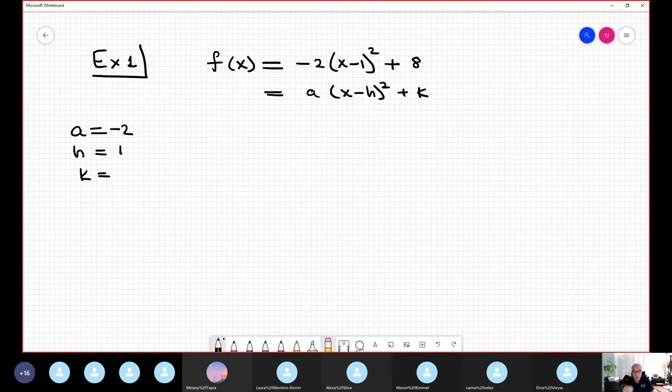And what about K? What is the value of the K? Look at the formula and compare with the vertex form, the general vertex form. What about K? K is equal to what? Eight. Positive or negative? Positive. Absolutely. Let's go.